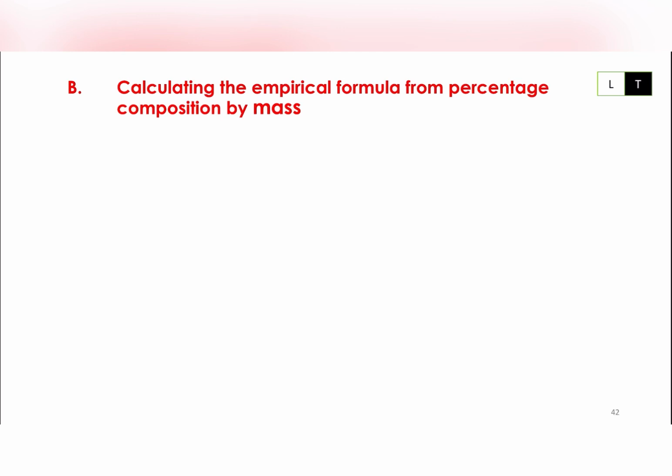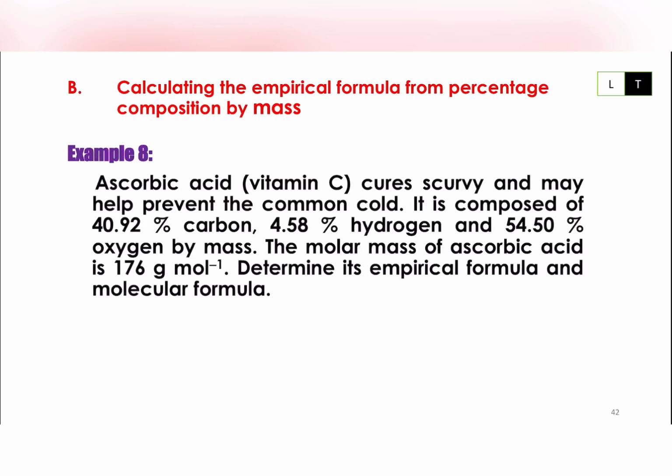In this video, I'm going to show and calculate with you the empirical formula based on percentage composition by mass. So we have example 8 where I have ascorbic acid, vitamin C, which cures scurvy and may help prevent the common cold. This is only the introduction. But the real information is starting from the second sentence.